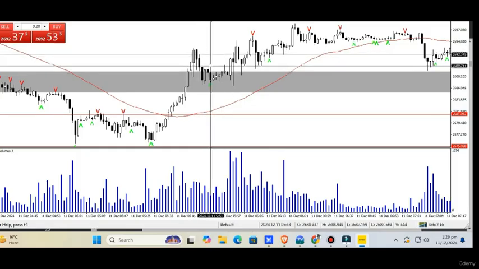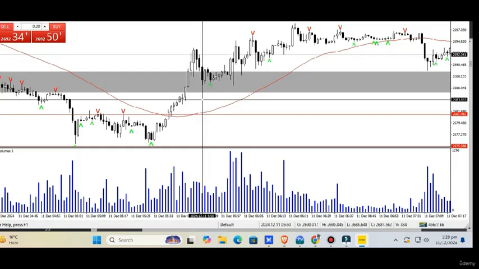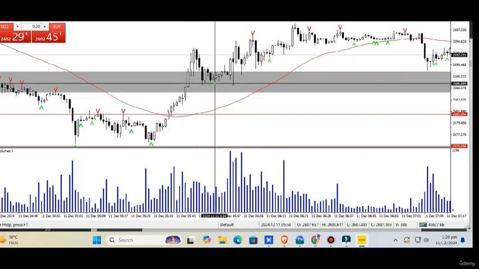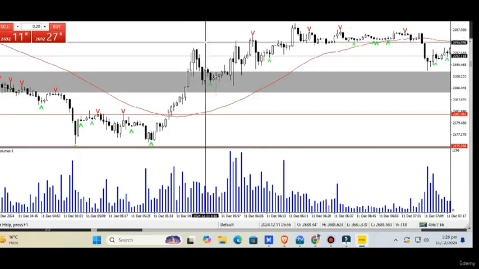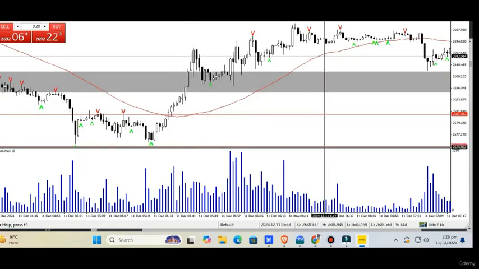So keep this in your mind, and I will say that make complete notes of each and everything so you guys can learn easily. So this is the bullish volume.